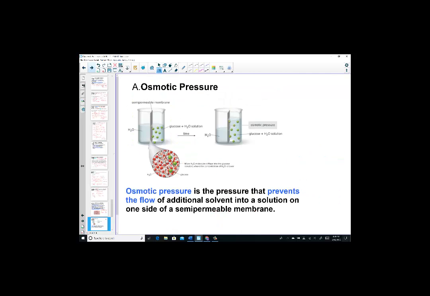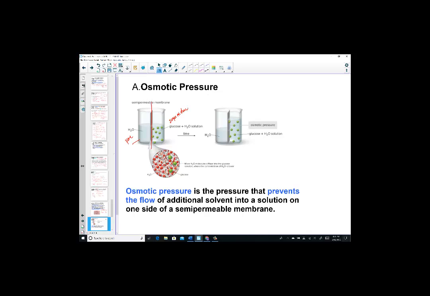This osmotic pressure is defined as the pressure that prevents the flow of additional solvent into the solution on the side of the semi-permeable membrane. So on this side, this is a semi-permeable membrane separating this beaker into two components. Here we have pure water, and on this side we have sugar water. So here's your mixture.